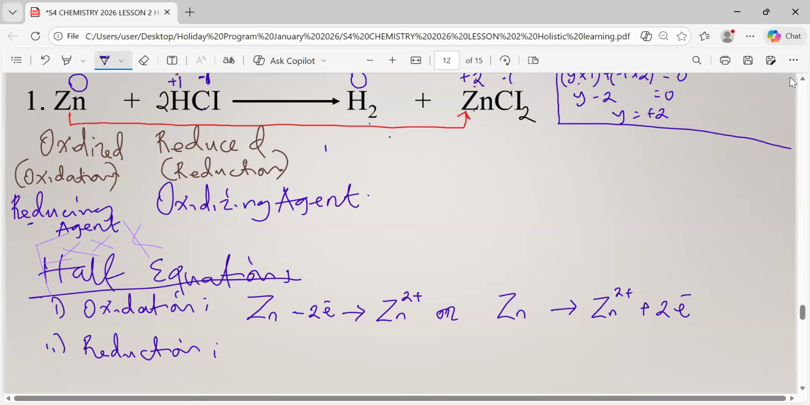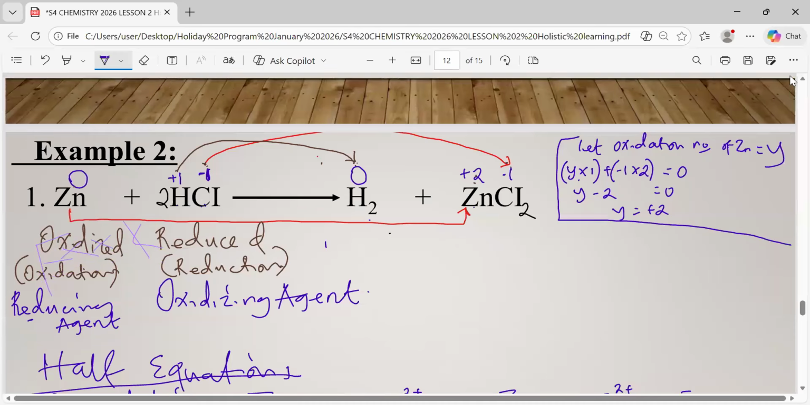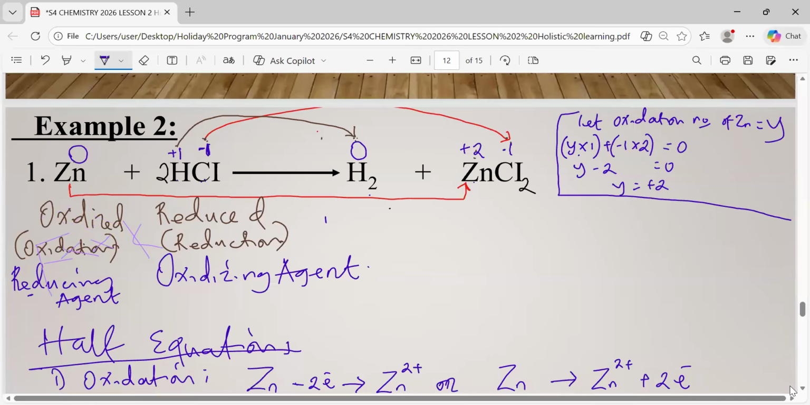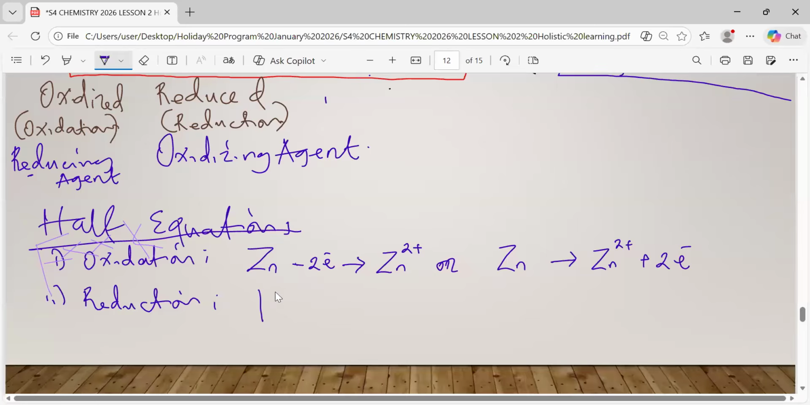For reduction, we need to be careful here as we write it, because for chlorine it is -1, which means that one is going to die off. In this case we have hydrogen ion changing to hydrogen molecule. And it is happening by gaining of electrons from zinc.